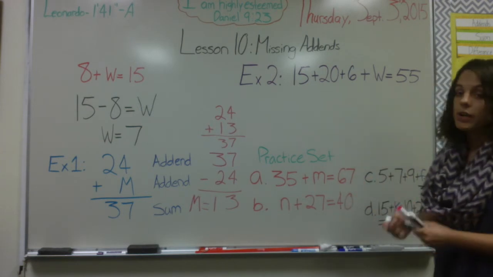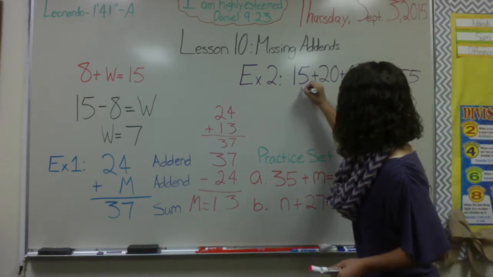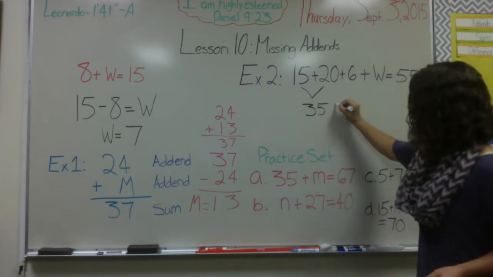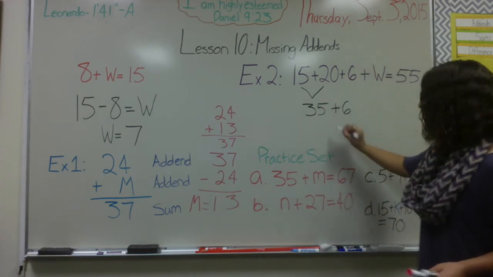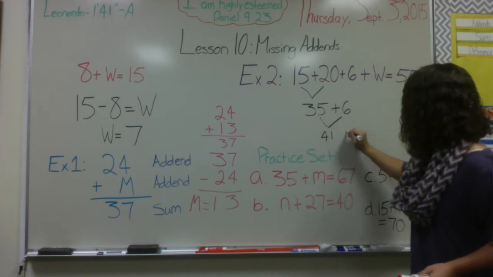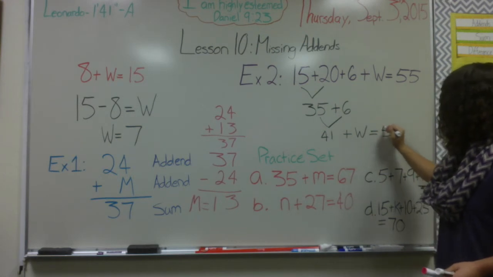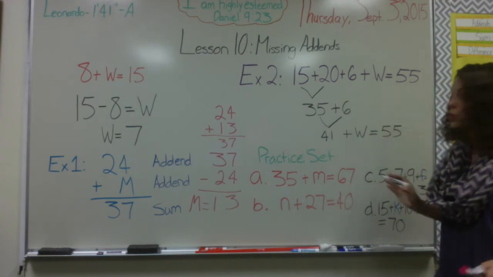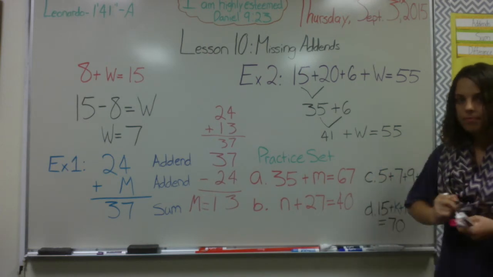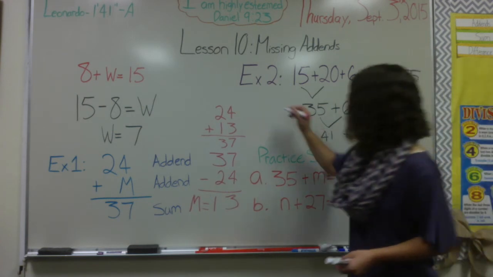So 15 plus 20 is 35. I'll go ahead and show my work because that's what we're expected to do. 35, and then I'm going to add 6 more, which is going to be 41. And 41 plus W equals 55. So what can I do to solve for W? How would I set up the problem? I would set it up as 55 minus 41.